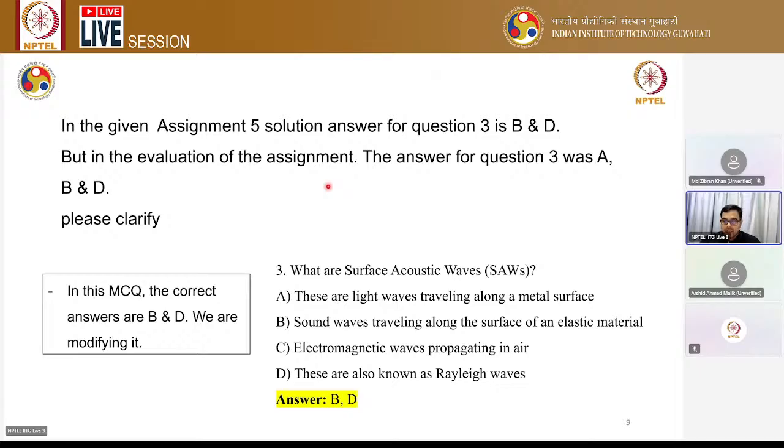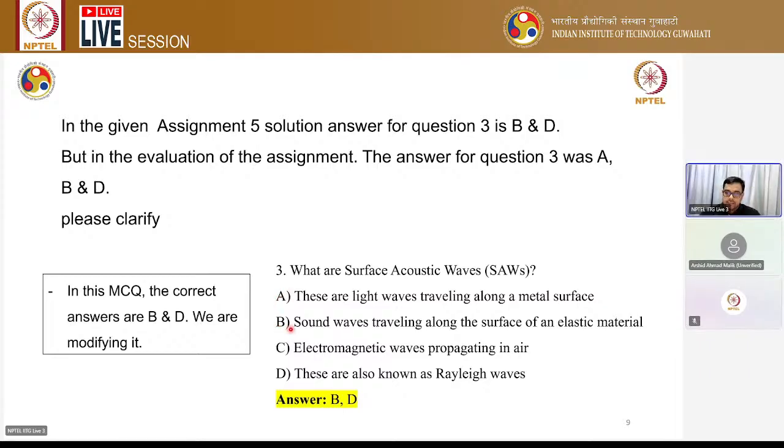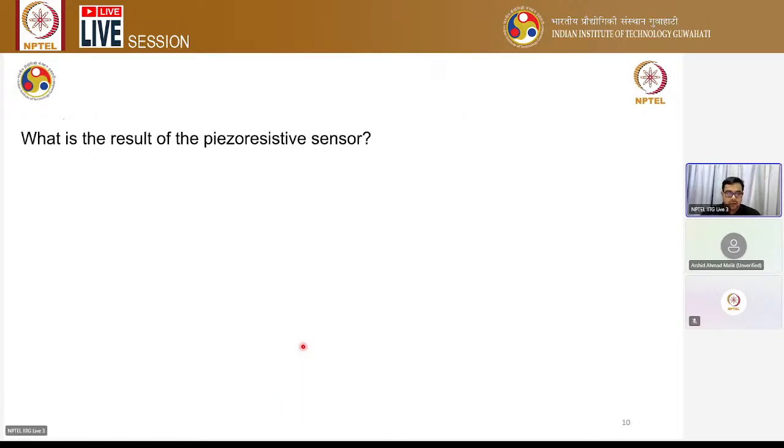So coming back to the question again, option A was light wave traveling along a metal surface, so option A is not correct. Actually, it was option B, which is a sound wave traveling along the surface of an elastic material, and these waves are also known as Rayleigh waves. So options B and D are the only correct answers. Option A is not the correct answer.